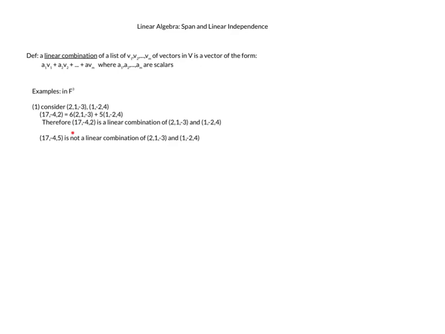Kind of to compare, the vector 17, negative 4, 5 is not a linear combination of 2, 1, negative 3, and 1, negative 2, 4. And that is because there are no scalars, alpha 1 and alpha 2, such that if you multiply by your two vectors, you'll be able to produce the vector 17, negative 4, 5. So again, it's because a1 and a2 do not exist. So we say it is not a linear combination.